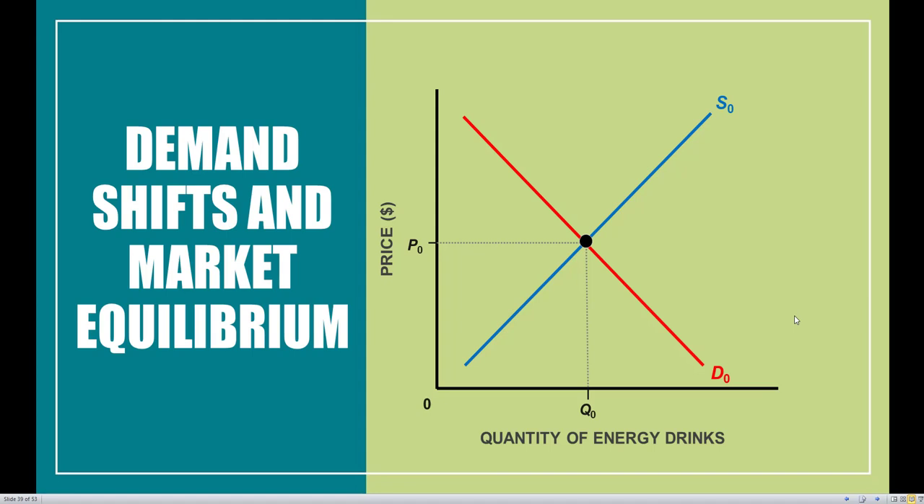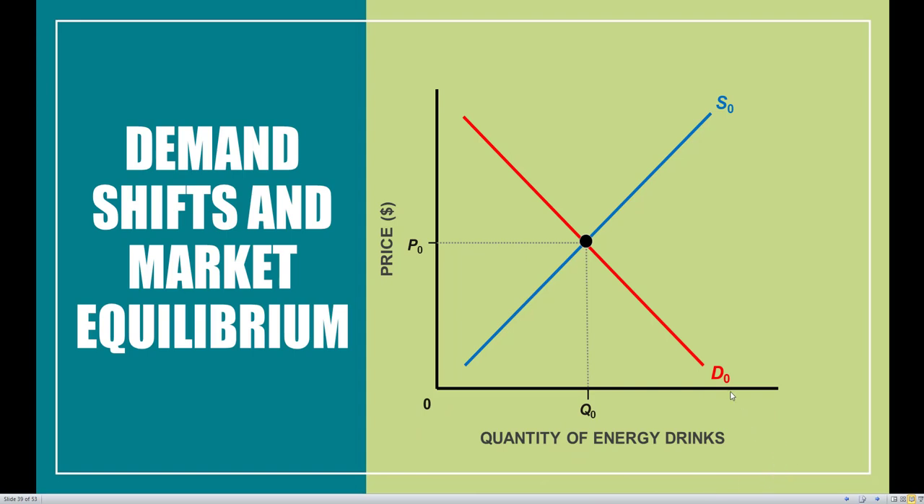What happens to our market equilibrium when one of our curves is going to shift? So we're tackling single shifts in this particular section. First of all, we always draw out our supply and demand curves. We have our initial demand curve, D0 right here. We have our initial supply curve, S0, equilibrium price, P0, equilibrium quantity, Q0 for the market for these energy drinks.